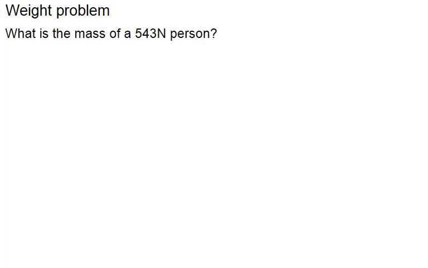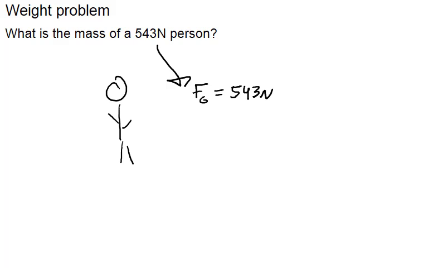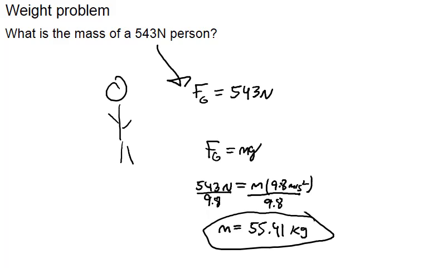All right, what is the mass of a 543 Newton person? Go ahead and pause the clip and give this a try. When you're ready to check, you can hit play to continue. All right, so mg, and we get 55.41 kilograms for this person.